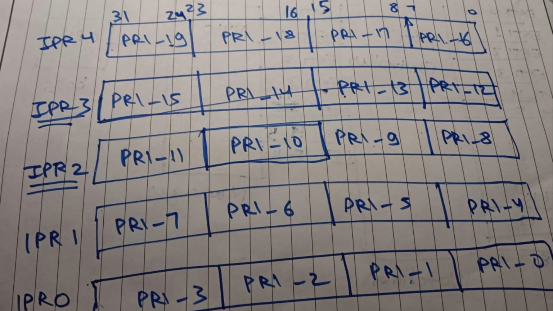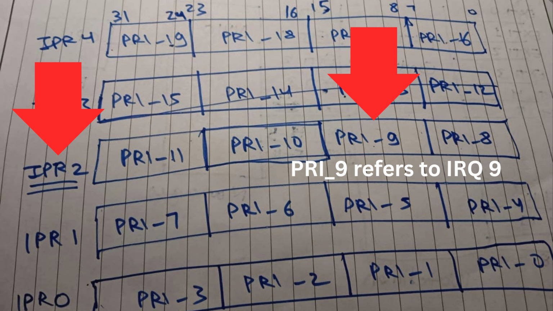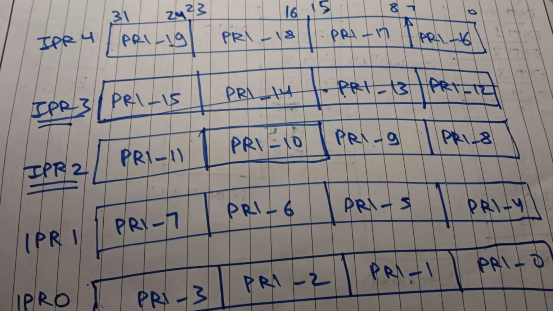So which IPR register we are configuring is totally dependent on the IRQ number. Suppose the IRQ number is 9, so I need to configure the IPR2 register, right? And in that I have to configure the bits from 8 to 15, as you can see in the image. So which IPR register I am configuring and which bits of that IPR register I am configuring is totally dependent on the IRQ number.